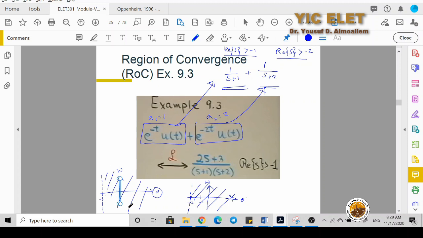So this region and this region will exclude this small part, because at this small part it's only convergent for 1 over s plus 2, but it is not converging for 1 over s plus 1. So we will exclude this, and the entire solution will be: the real part of s is greater than minus 1.